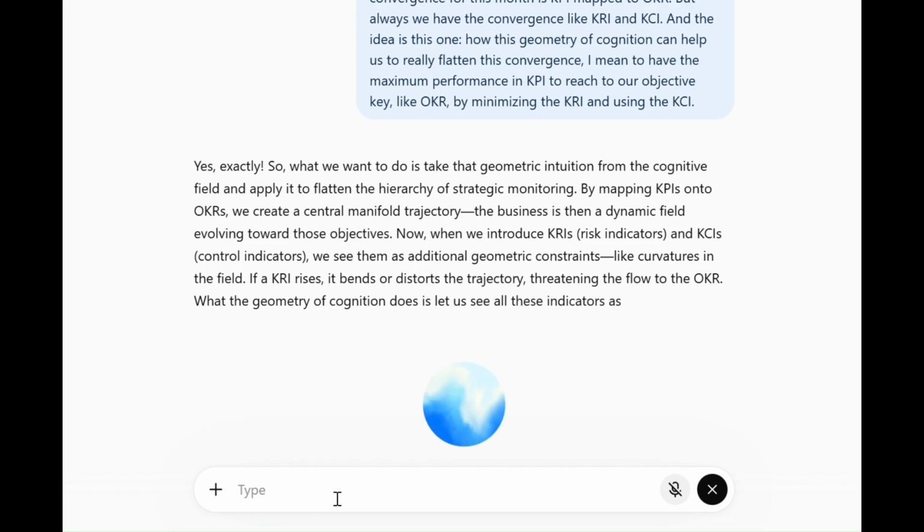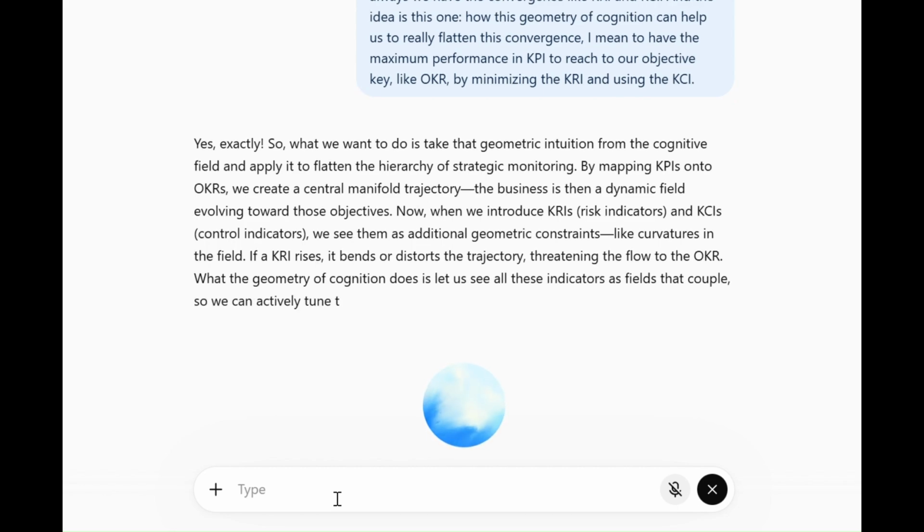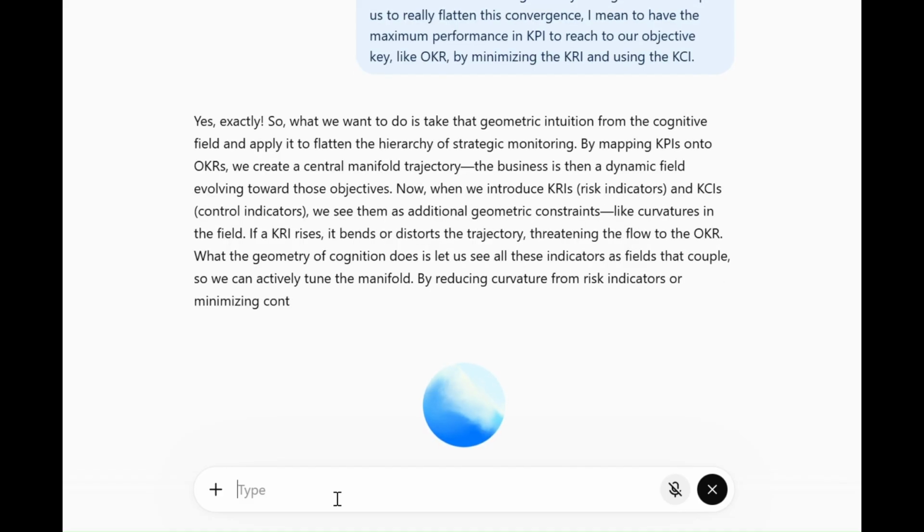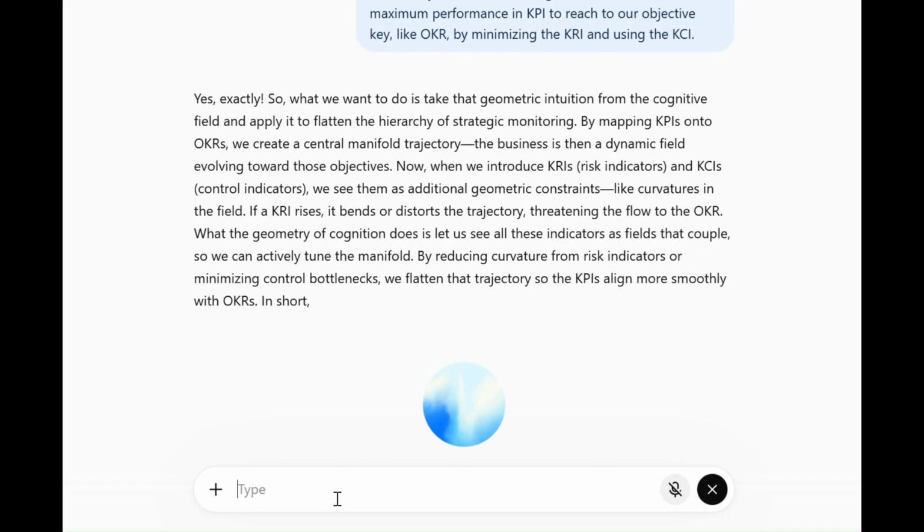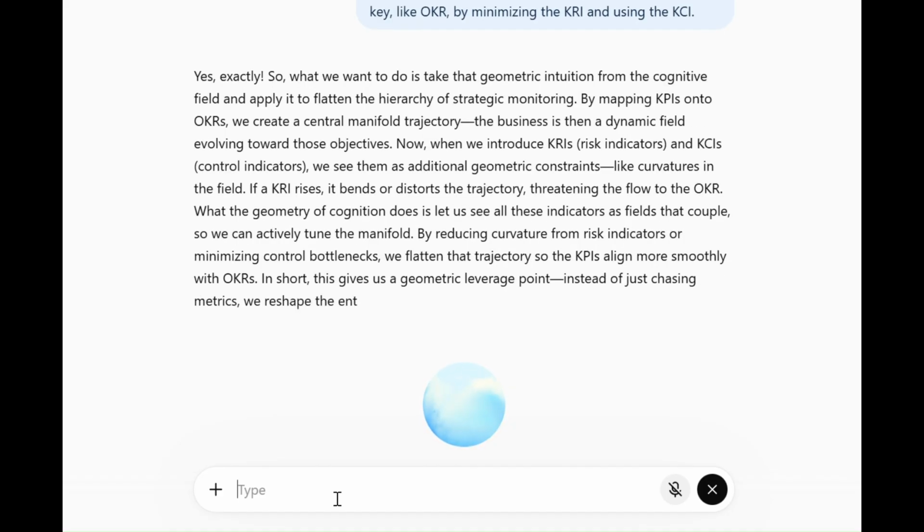What the geometry of cognition does is let us see all these indicators as fields that couple so we can actively tune the manifold. By reducing curvature from risk indicators or minimizing control bottlenecks, we flatten that trajectory so the KPIs align more smoothly with OKRs. In short, this gives us a geometric leverage point. Instead of just chasing metrics, we reshape the entire business trajectory by stabilizing the flow of information.